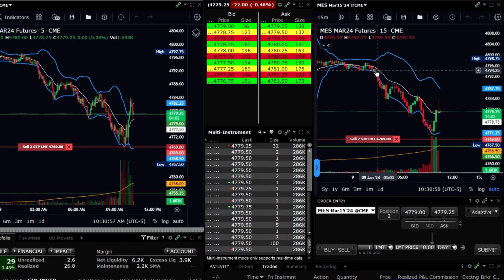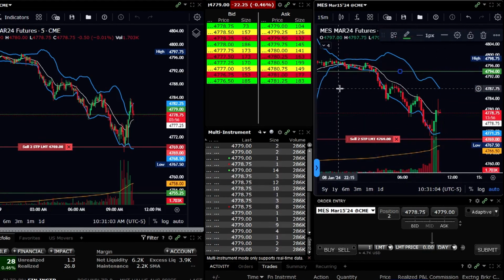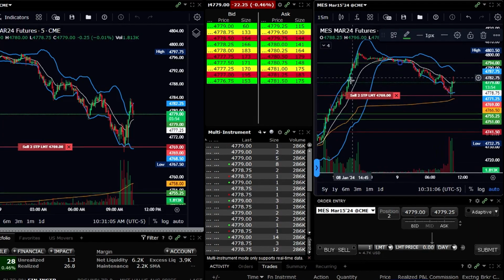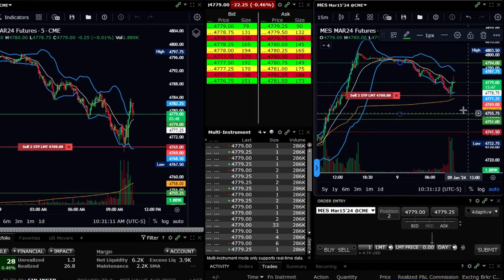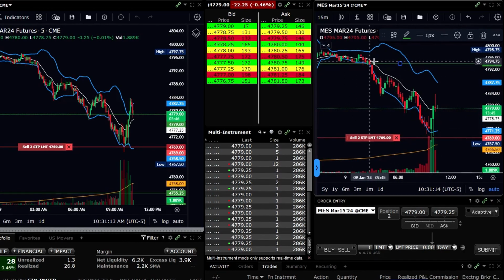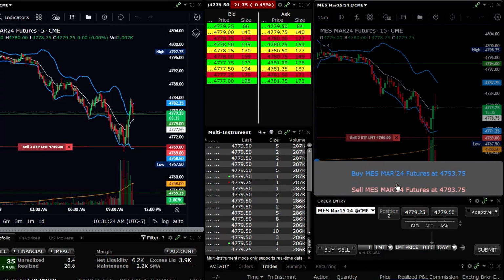So I would say my next target would be this level here, because we had price come all the way up to here and then simmer sideways for a while, and then it really started to get knocked down in the morning. So I would say having it right about here is probably exactly what I want to do. I'm going to set my next target and sell right there.